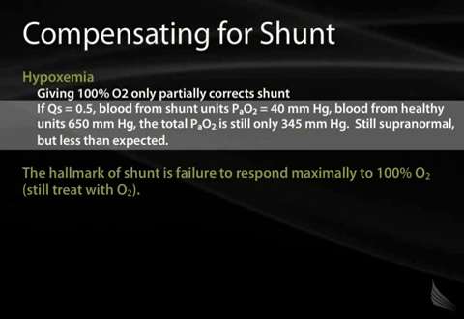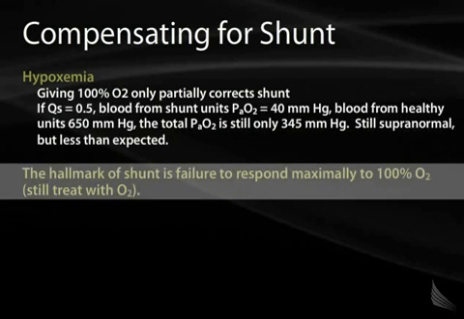Remember, the oxygen hemoglobin dissociation curve will govern this. Even though we're able to raise the PaO2 in the healthy units, where you're supplementing with 100% oxygen, to a PaO2 of 650, it's going to correspond with an oxygen saturation of 100%. We can't get it any higher than 100%. That 100% saturated blood will mix with blood that is saturated at about 50, corresponding with a PaO2 of 40 millimeters of mercury. So the hallmark of shunt is failure to respond to 100% oxygen.